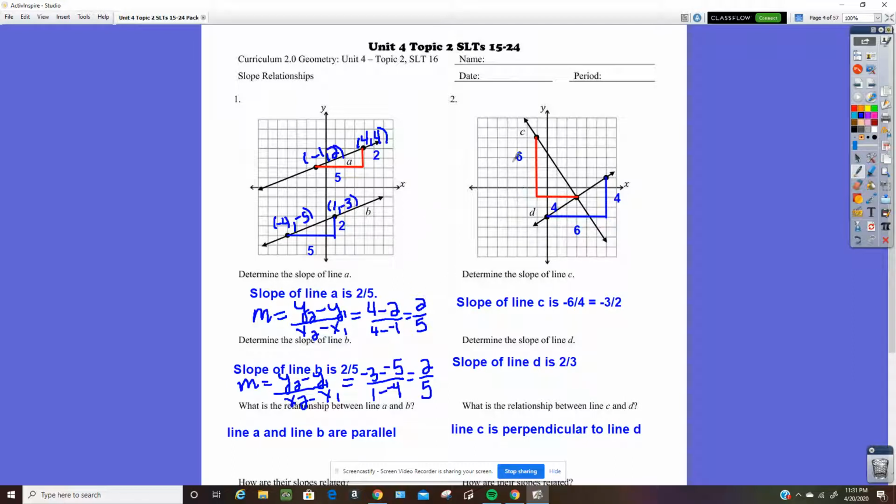And then for line C, this point right here is -1, 1, 2, 3, 4, 5. So -1, 5. And this other point on line C is 1, 2, 3, -1.